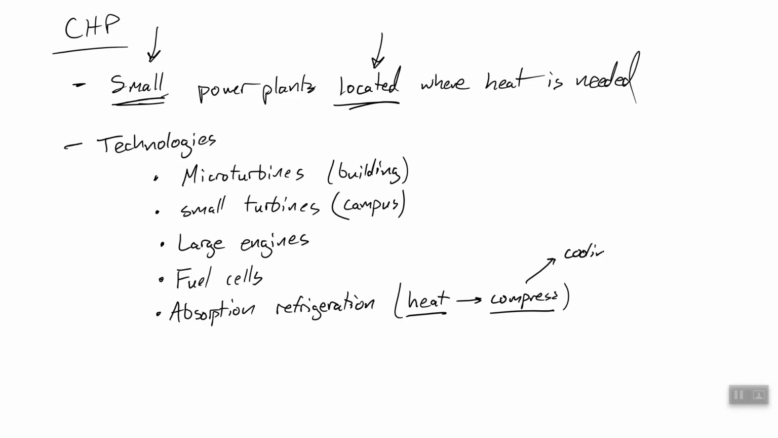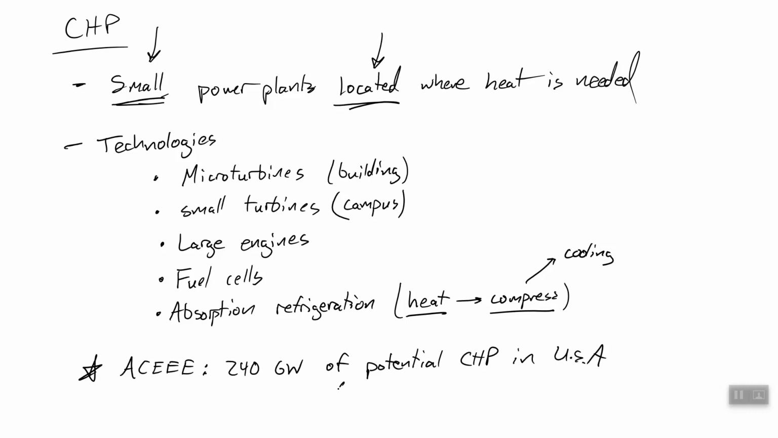So you can run an air conditioning system using waste heat. Okay, and based on a report from ACEEE, there's currently 240 gigawatts of potential CHP out there in the United States, and that's just looking at industrial applications. So they're looking at large campuses, large factories, etc. How much could we install small power plants at all of these and use that excess waste heat to heat those places?